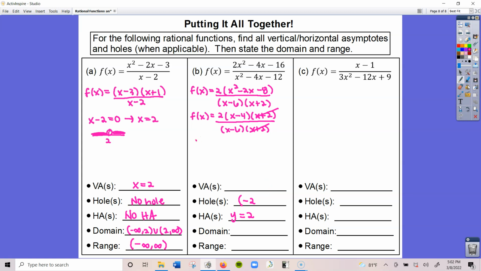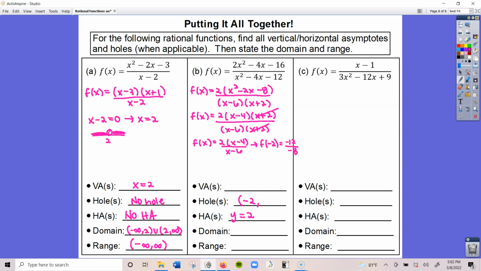So what do I have left here? My simplified rational function is (2x - 4) over (x - 6). I need the y value of my hole, so I'm going to plug in -2. If I plug in -2, -2 minus 4 is -6, and -6 times 2 is -12, over -2 minus 6, which is -8.